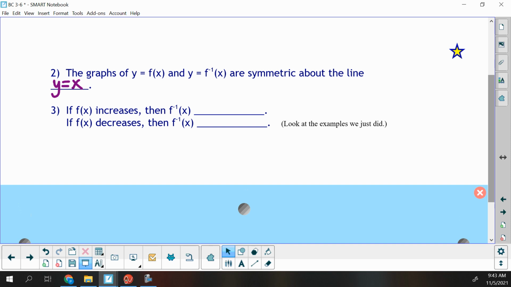If f of x increases, then f inverse will also increase. And likewise, if f of x decreases, f inverse will also decrease. And we didn't end up graphing them, but if you wanted to go back to those examples we did in class and graph the original and graph the inverse, you would notice that they are consistent in that point.